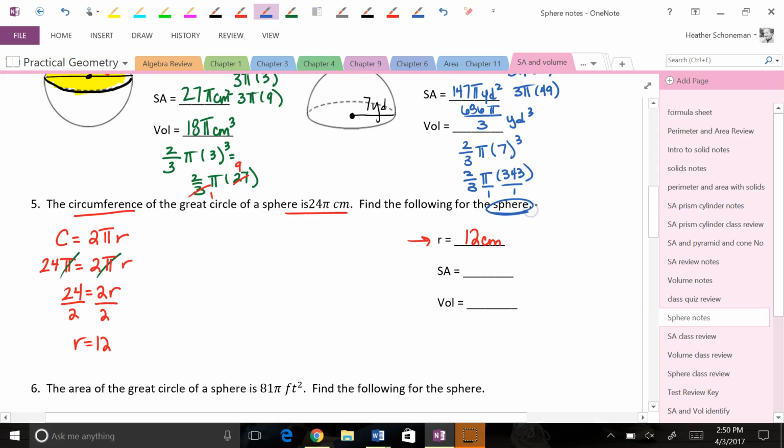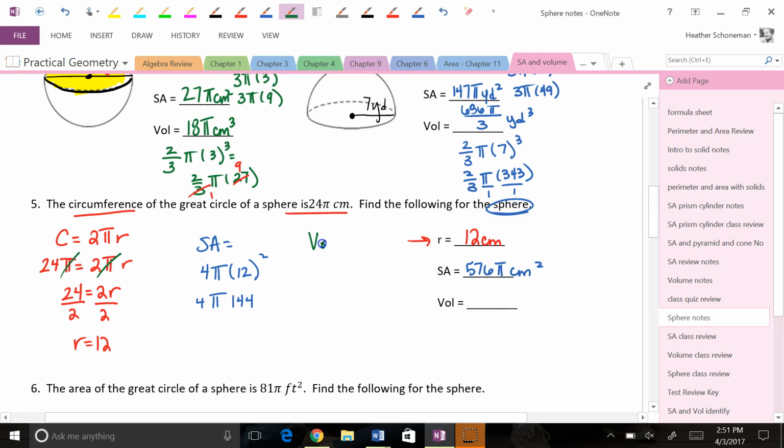Now remember, we're finding it for a sphere, so you're going to use your sphere formulas, not your hemisphere. So your surface area is going to be 4 pi times the radius squared. So that gives us 4 pi times 144. So 4 times 144 is 576 pi centimeters squared.